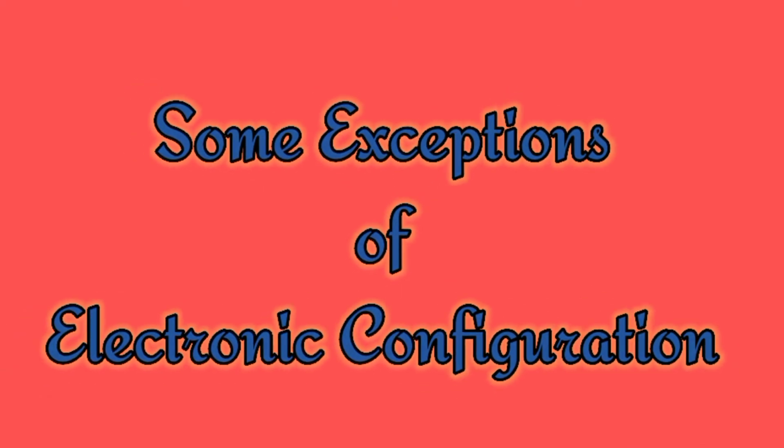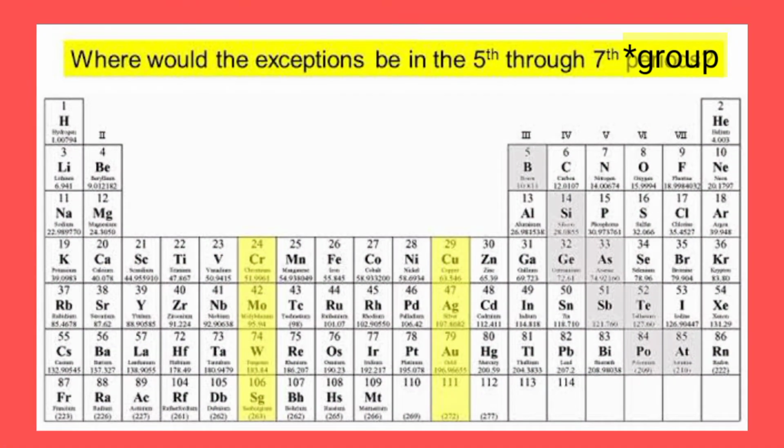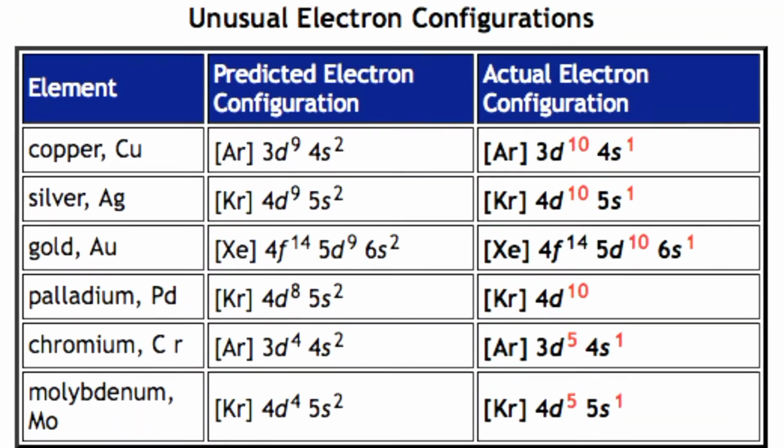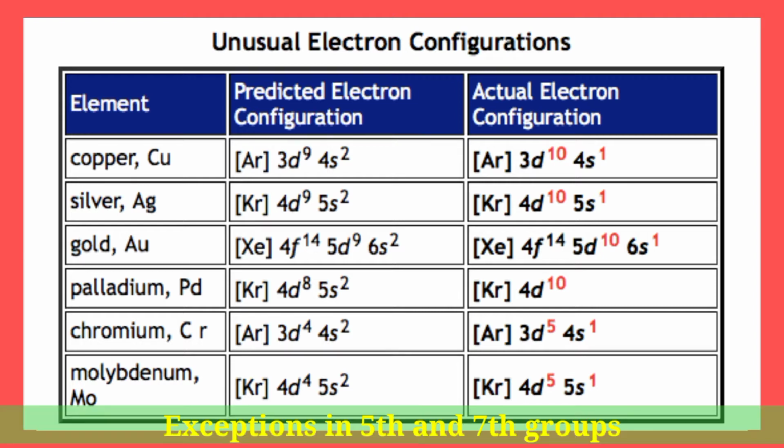But here, some of the elements have exceptions to this electronic configuration, especially in the 5th and 7th groups elements, because electrons in these elements try to gain stability, by which they move to higher energy levels, leaving the lower energy level orbital empty. So remember this exception in the 5th and 7th groups elements.